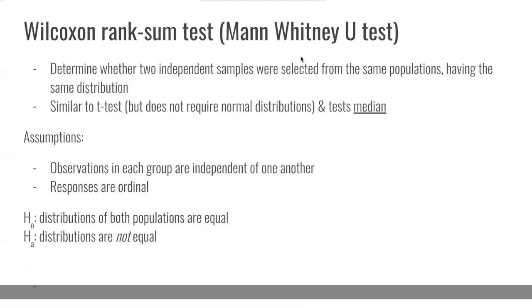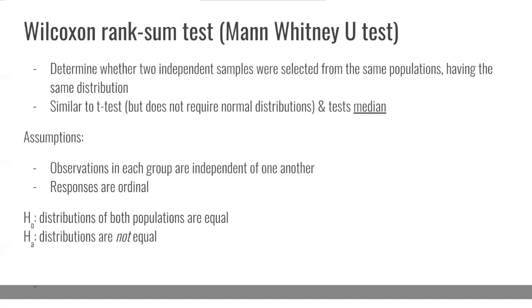What this test is helpful for doing is determining whether two independent samples were selected from the same populations having the same distribution. It is similar to a t-test where we look to see whether or not the means between groups were statistically significantly different than one another. But there is no requirement for a normal distribution in the underlying data set, and it tests the median rather than the mean, which is what t-tests test.